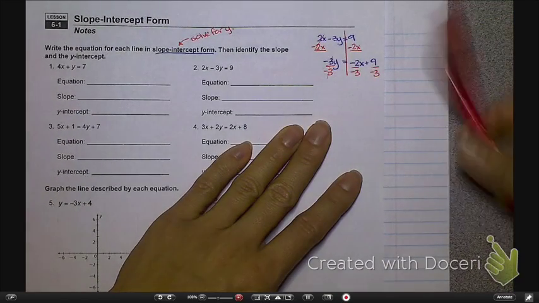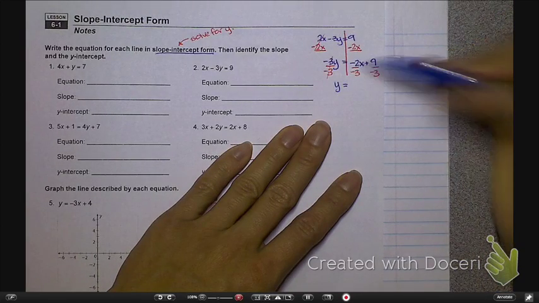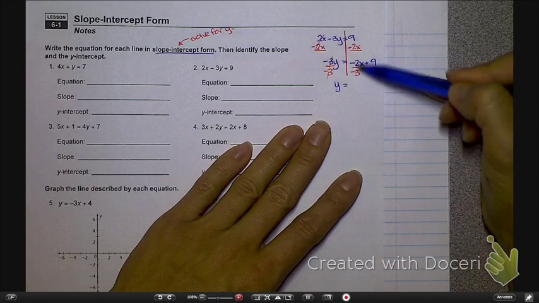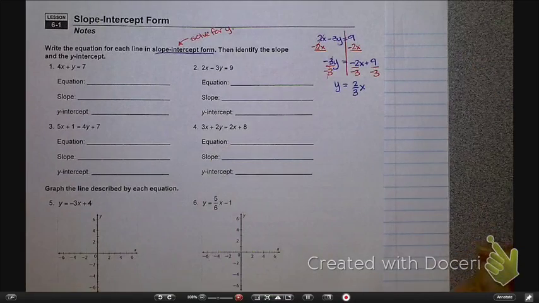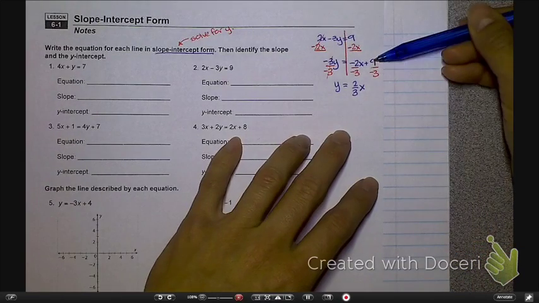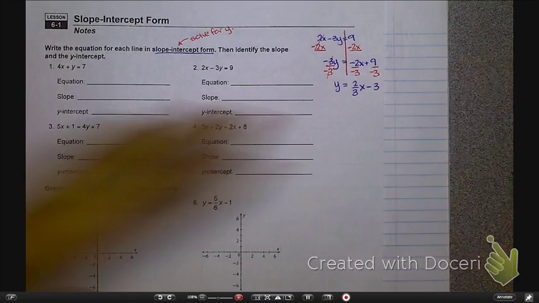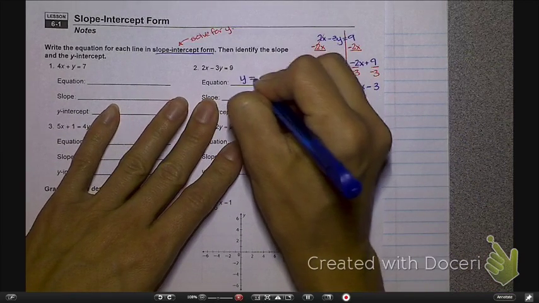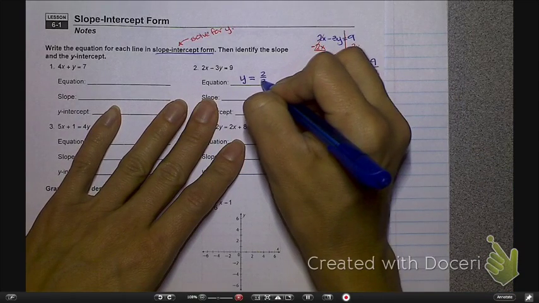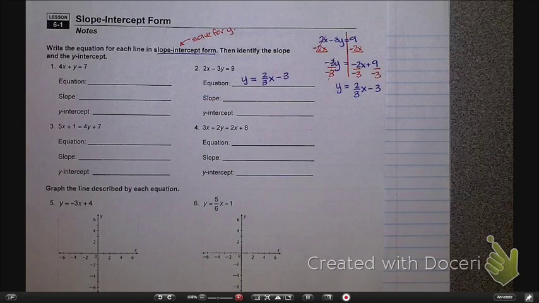Okay, so now I'm going to reduce some of these things on this side over here. So what's a negative divided by a negative? A positive. Now, can 3 go into 2 evenly? No, so I'm just going to write positive 2/3 x because that is reduced. Okay, what's positive 9 divided by negative 3? Negative 3. So I'm going to write minus 3 or negative 3 right there. Okay, so this is my final equation written in slope-intercept form. Y equals 2/3x minus 3.